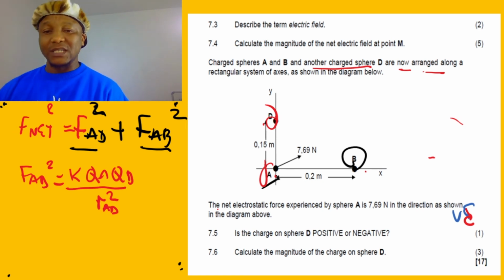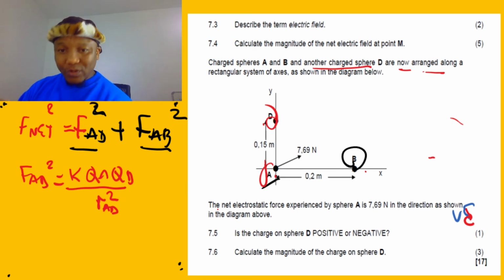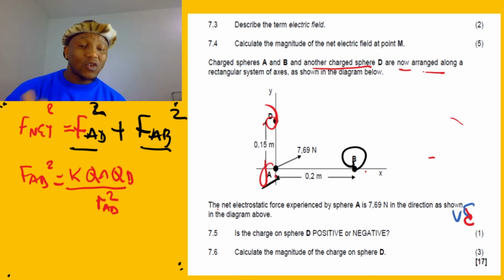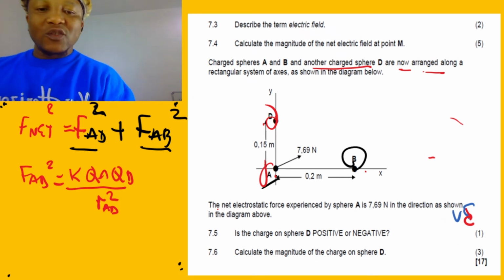Unless it's an electric field, but somebody could have included the sign. But this is my trick. For me, it does work. Maybe for you, it might not work. So see what works better for you, okay? So I'm going to say the same thing.